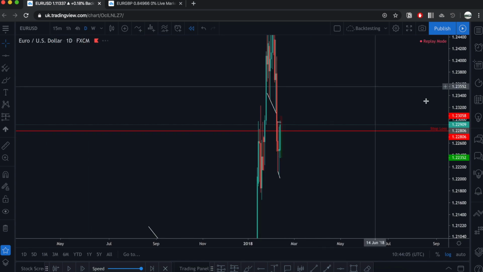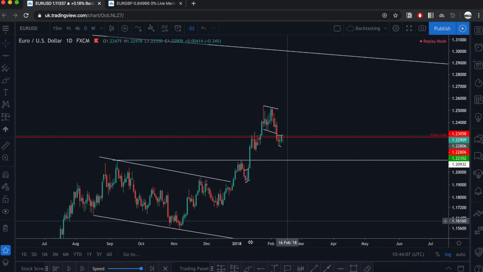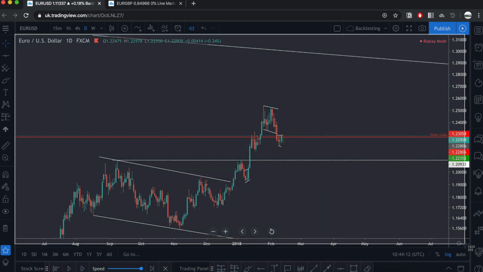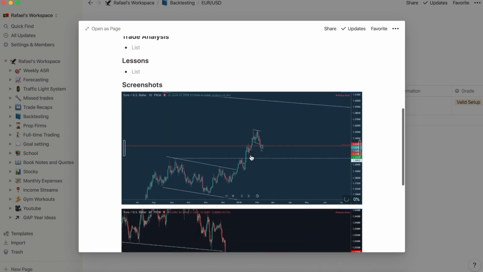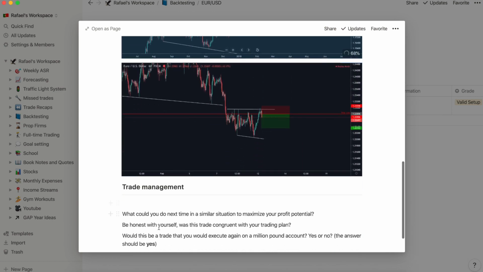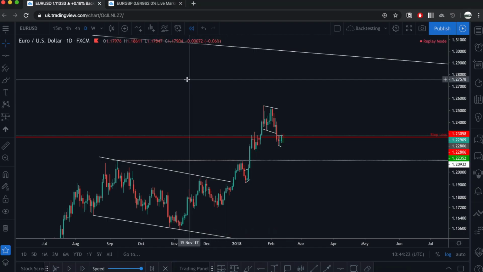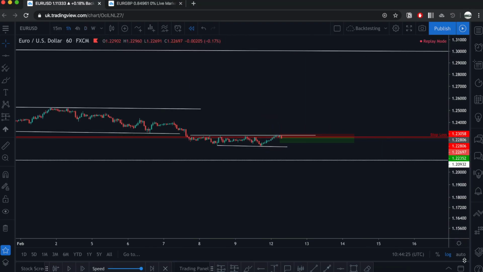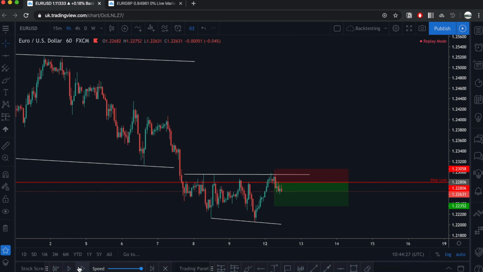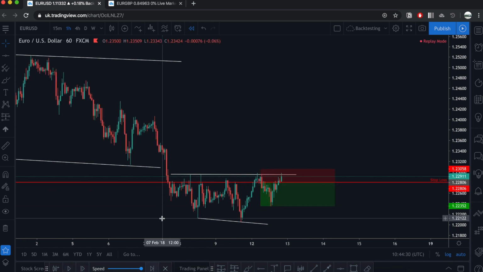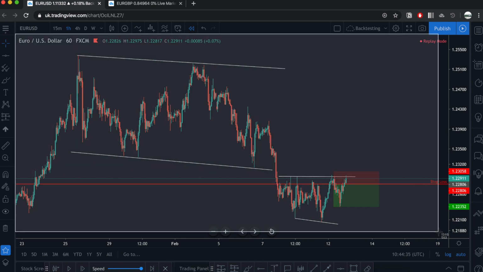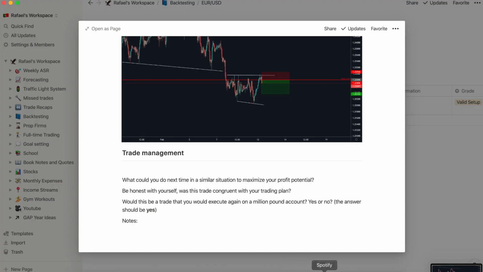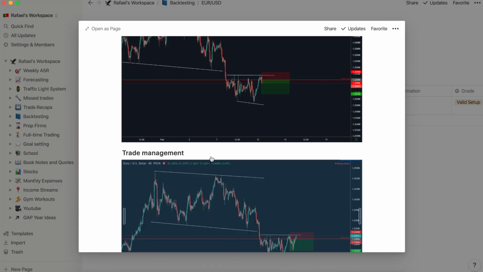Now I also like to take a screenshot of the daily to understand more confluence factors, the bigger picture and everything. So I take a screenshot of the after of the daily, and then I finish off with the screenshot of the after. It's basically something like this, looking good. And I put it in trade management.